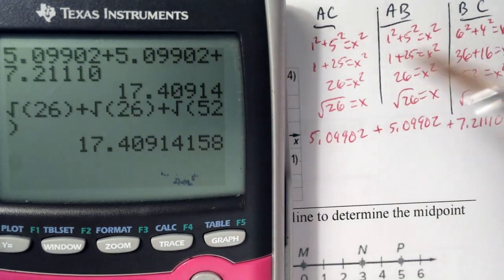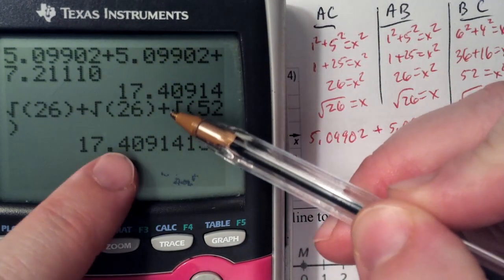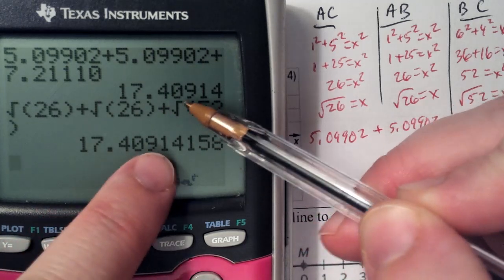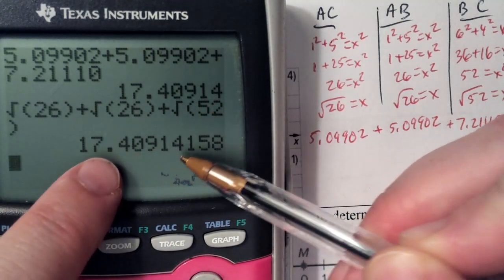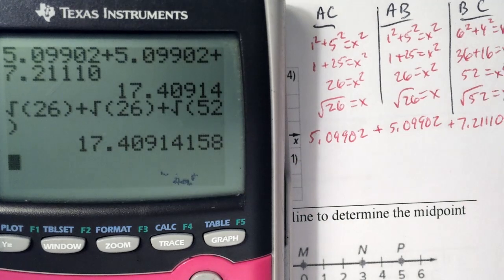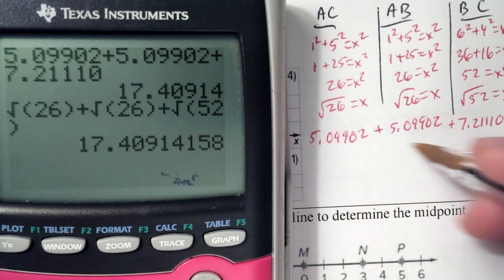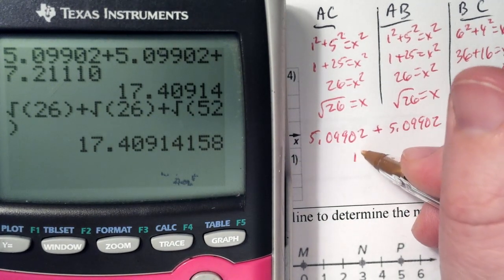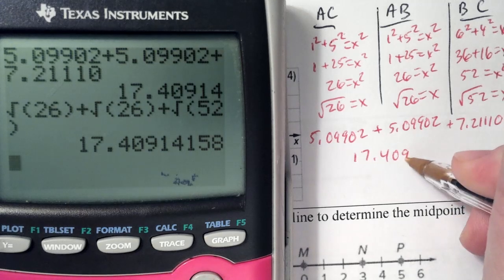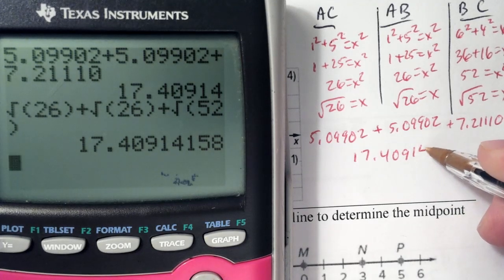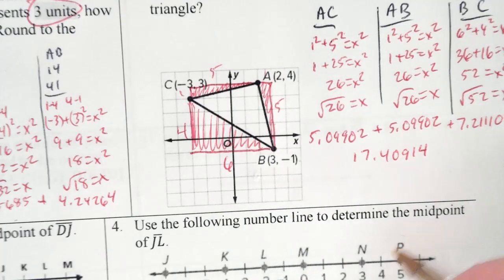More accurately, what we got earlier was all this, right? They said to round to the nearest tenth, and so we got 0.40. See, those are pretty close. So this is more exact, but this still works as well. Okay, so the answer is 17.40914, and they said to round to the nearest tenth.